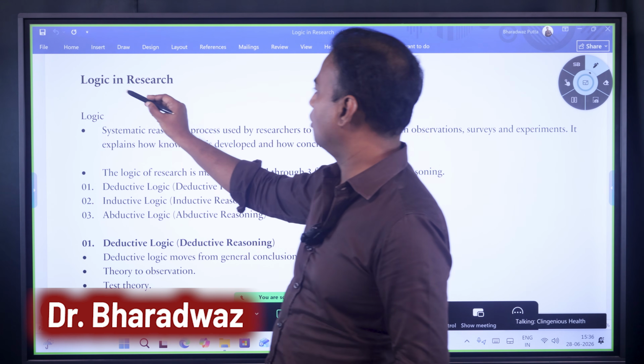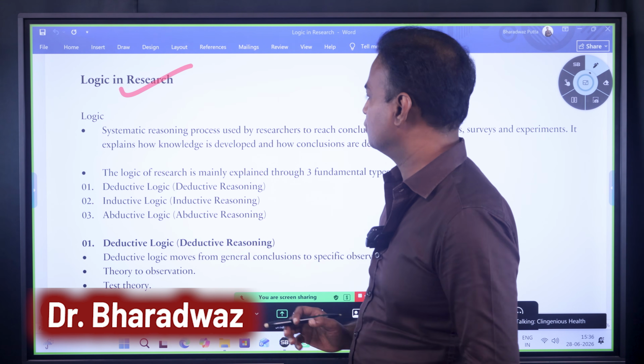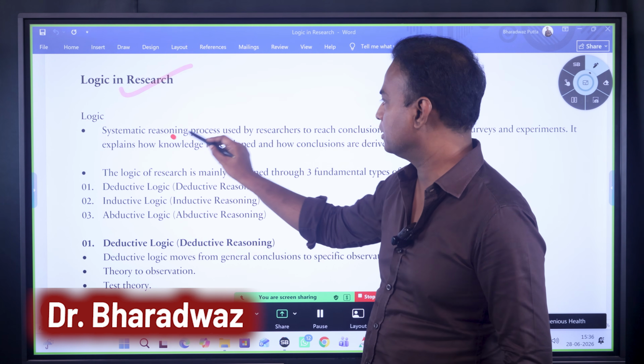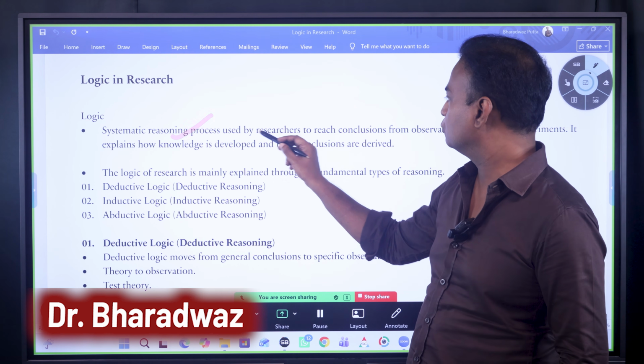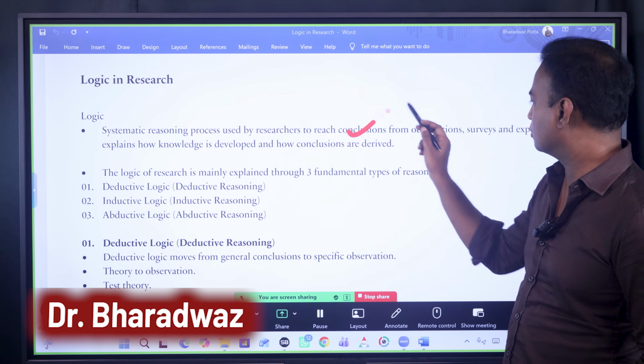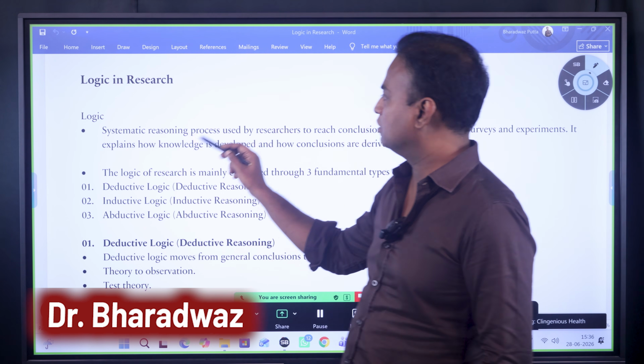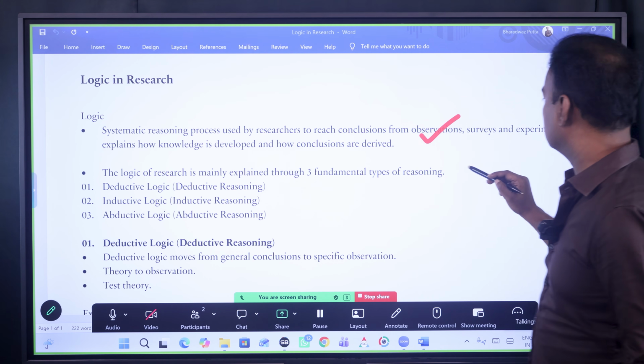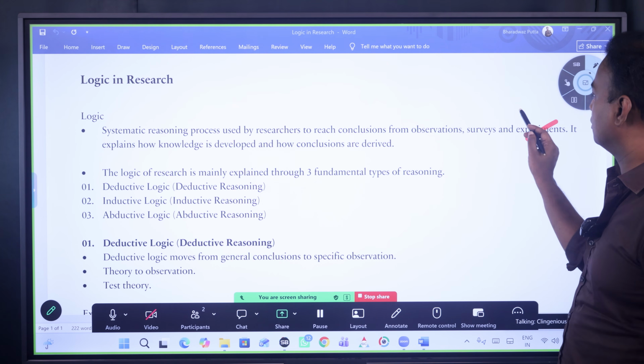Today's topic is logic in research. So first we need to check what logic is. Logic is systematic reasoning used by researchers to reach conclusions from observations. Basically, logic means a reasoning process to reach conclusions from observations, surveys and experiments. These are the three things, right?